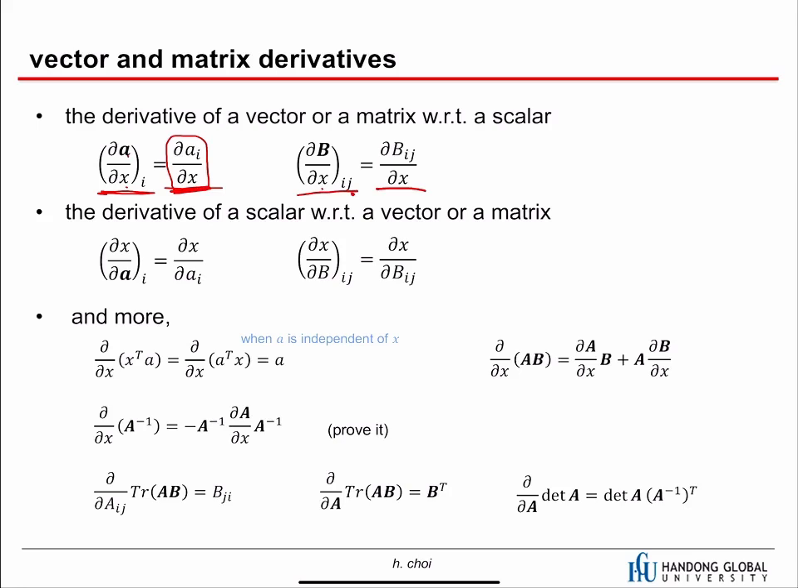Okay, that's quite simple. And the derivative of a scalar with respect to a vector or matrix is exactly opposite. So this one is a scalar, this one is a vector. And this itself is a vector, right? And the element at i of this vector is this one, the derivative of x with respect to a sub i. Likewise, we can take a derivative of a scalar with respect to a matrix and more.